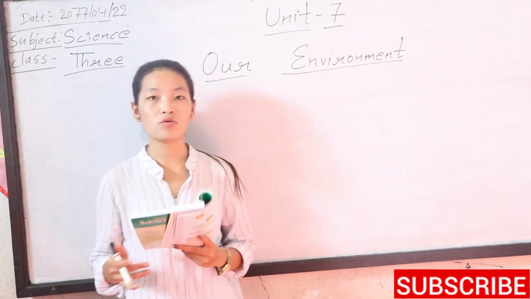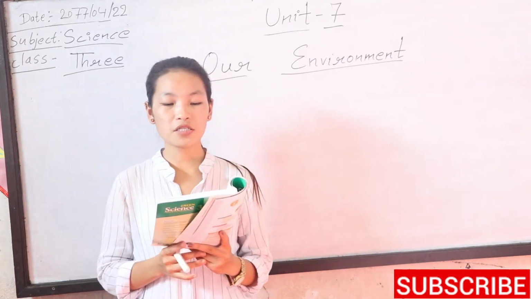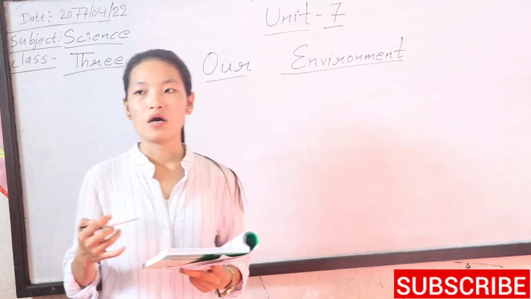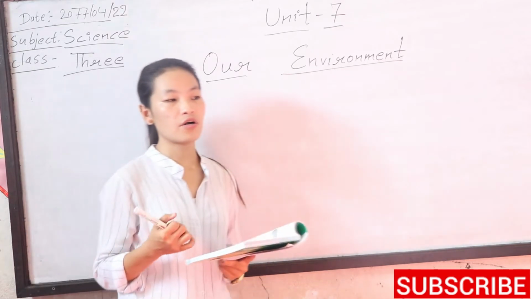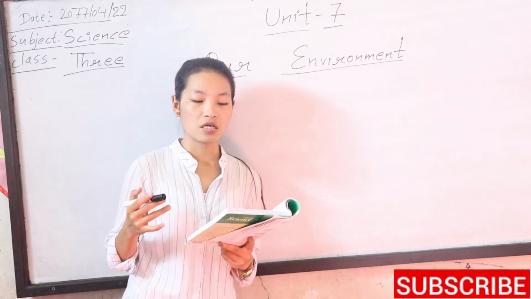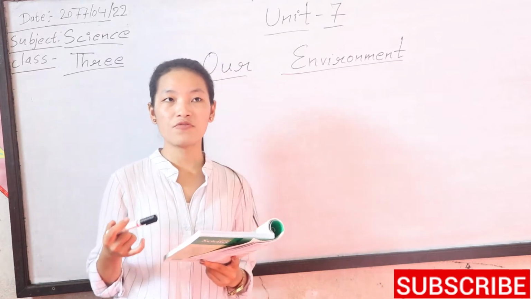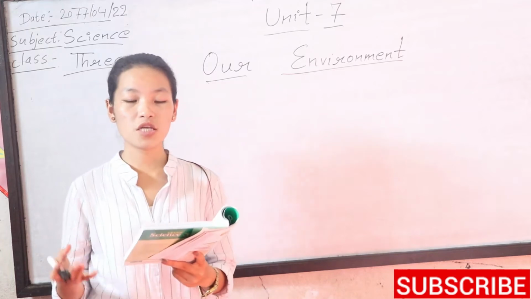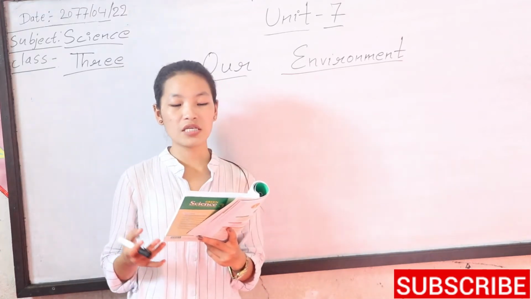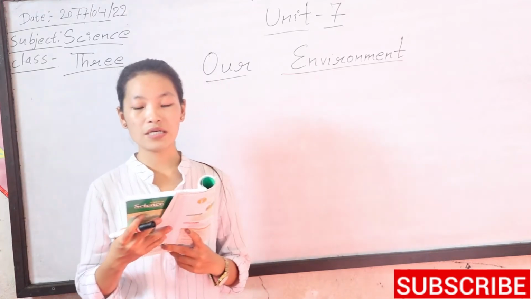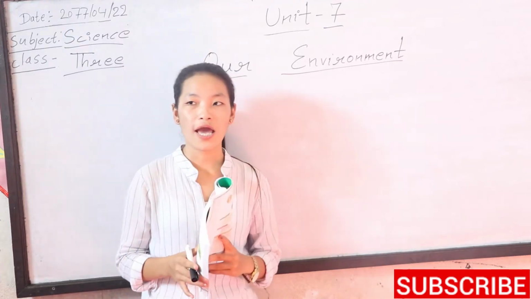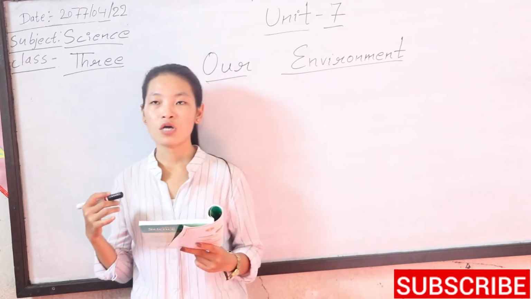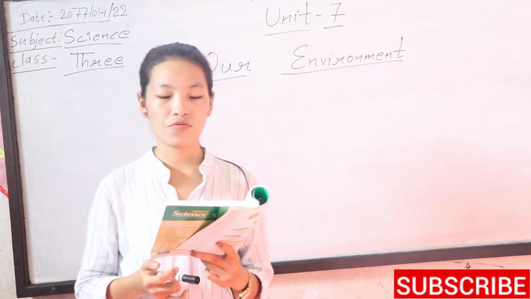Environment. Let's talk about what is environment. Environment is the place where plants and animals live. Environment is the surrounding, the place where we can see plants, animals or living beings around us. It is made up of living things and non-living things. In the environment we can find both living things and non-living things.